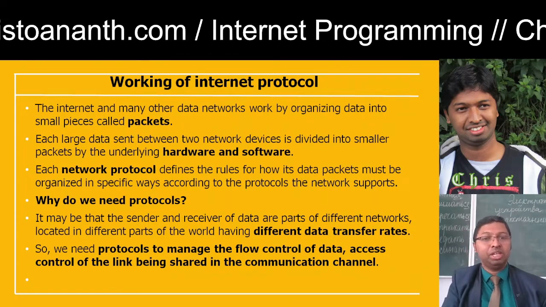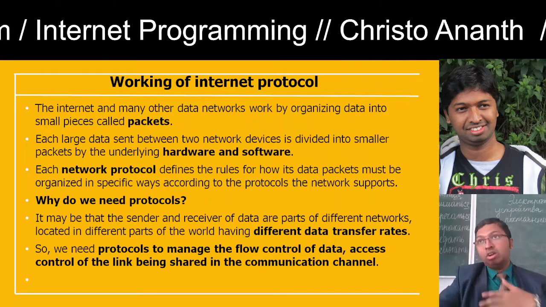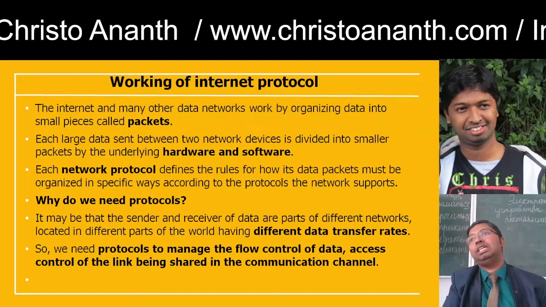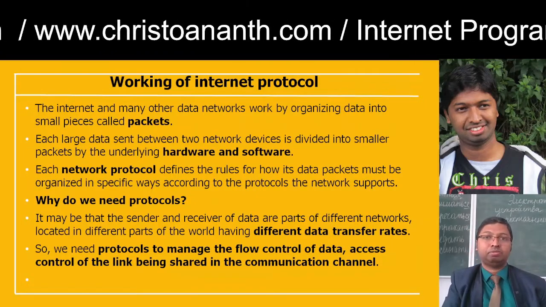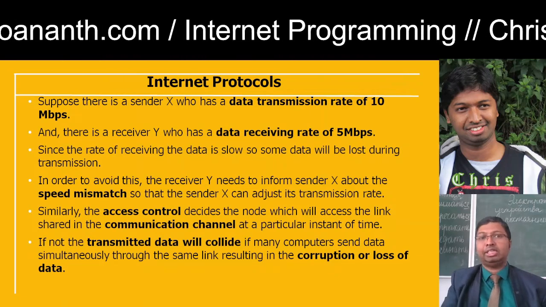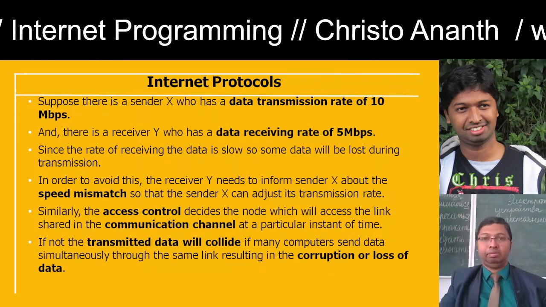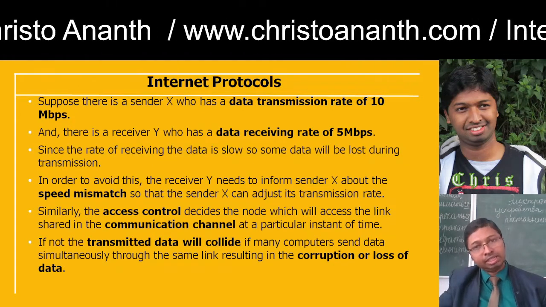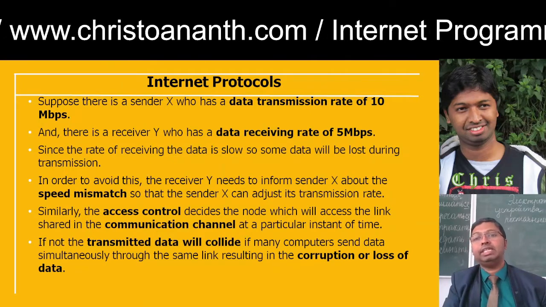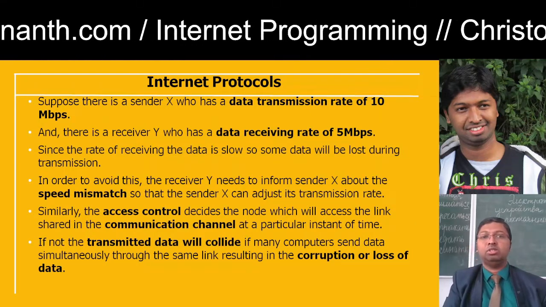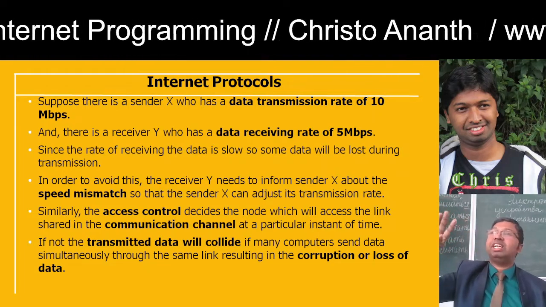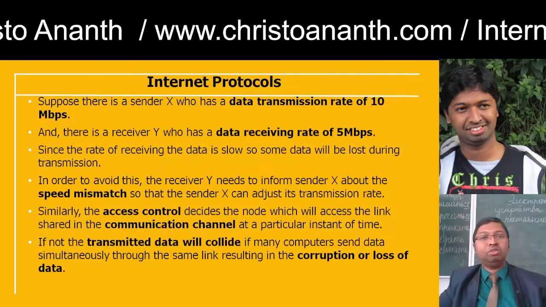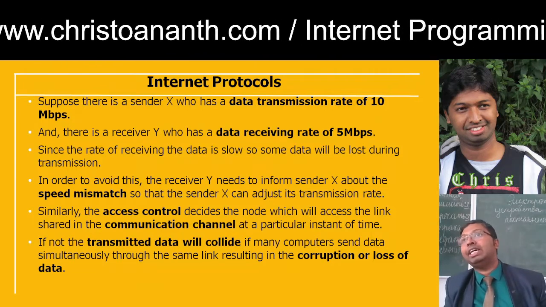So we need protocols to manage the flow of data and access control of the link being shared in the common communication channel. Let us take an example. There is a sender named X who has a transmission rate of 10 Mbps, and there is a receiver Y who has a data receiving rate of 5 Mbps. So the sending transmission rate is 10 Mbps, which means the rate of receiving the data is very slow.